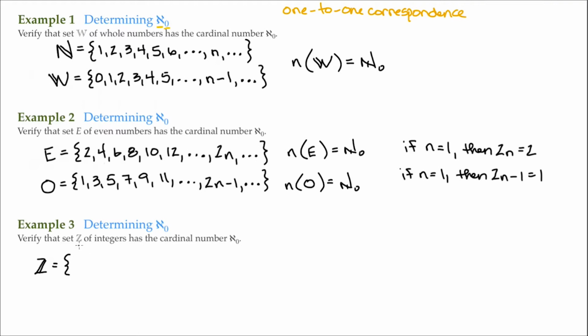So I'm going to start off with 0, 1, -1, 2, -2, 3, -3, 4, and I think I've got a pattern going here. We could see 0, 1, -1, 2, -2, 3, -3, 4. You can guess -4, 5, -5, 6, and on and on and on.